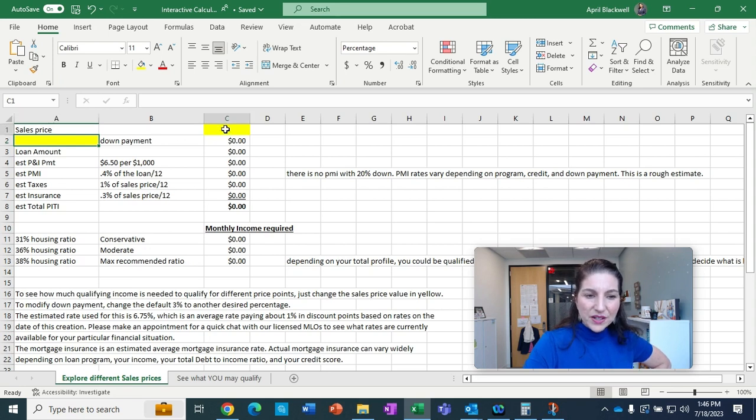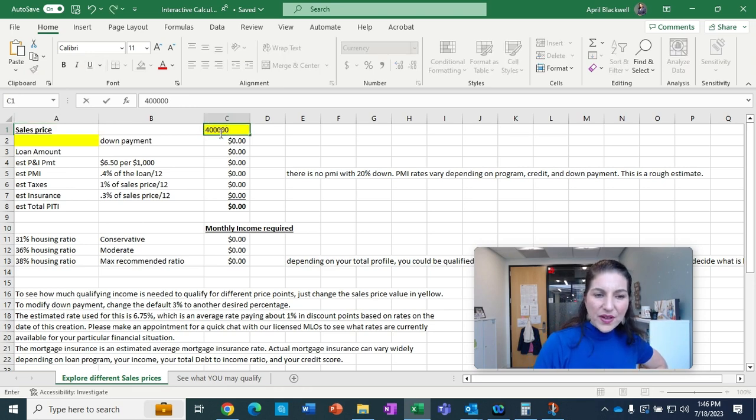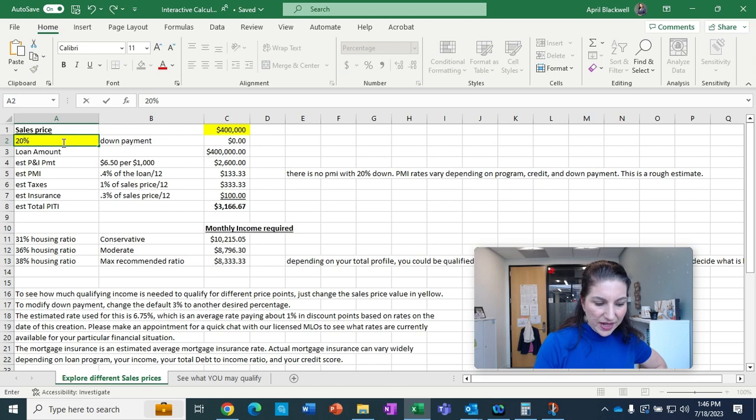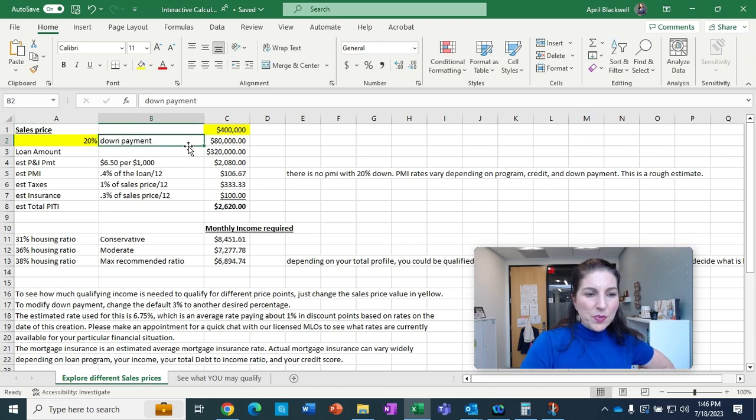So over here, it's asking for the sales price. Let's just say you want to know what a $400,000 home will cost, and let's just say you want to put down 20%. So you put down 20%, and that calculates everything else for you. Your estimated payment is going to be $2,620.